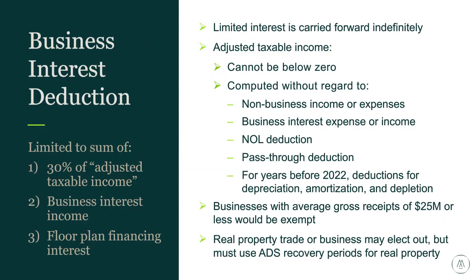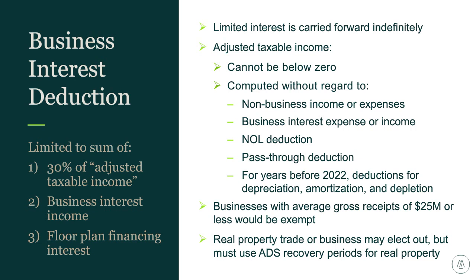This has to do with the business interest deduction, which limits the deduction of interest expense on debt that a business carries on its balance sheet. Essentially, this limits the expense deduction every year to 30% of what's considered adjusted taxable income. And adjusted taxable income is basically your taxable income without regard to a number of items, which is business interest expense or income, your NOL deduction, the 20% pass-through, and then up through the year 2022, you can add back deductions for depreciation and amortization. But essentially, any interest expense that is limited because of this 30% threshold will carry forward indefinitely. You won't lose it, you just carry it forward.